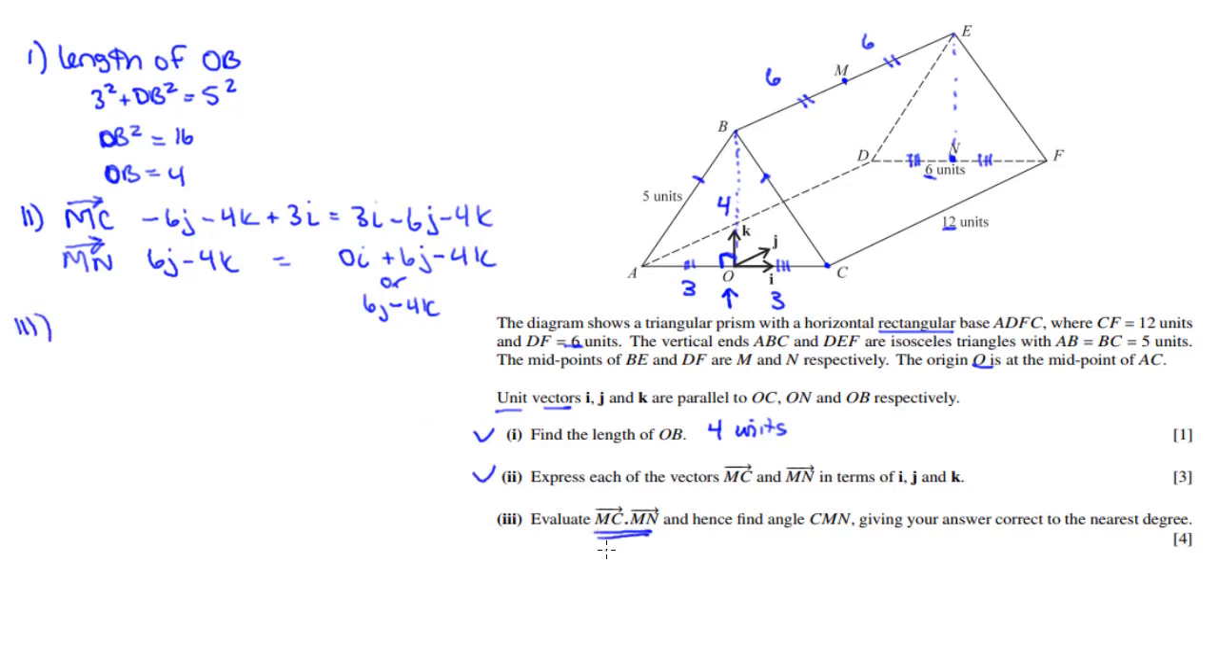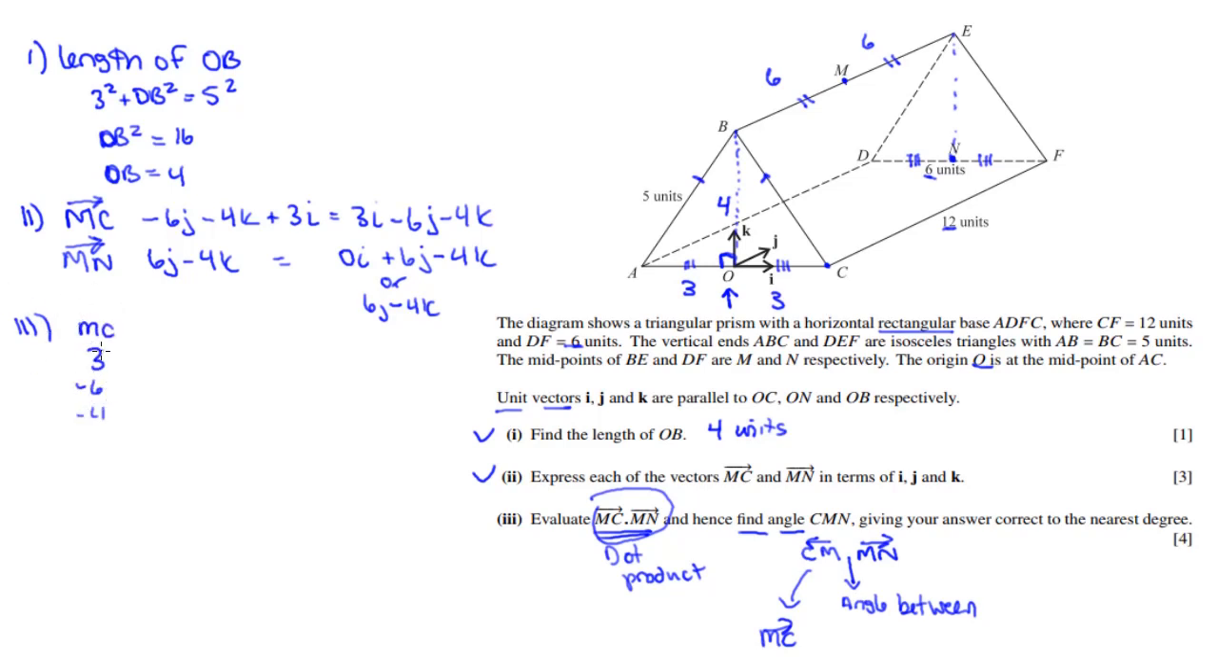Now part 3, it says we want to evaluate this dot product, which is all that means, and then find the angle between the two. And you can tell here, if I do MN, that's going that way. And then if I rewrite MC as this way, you can see that that angle is between them. All right, so all I've got to do is use what they told me. I've got these already. This is going to be MC. I've got to find the angle between these two vectors.